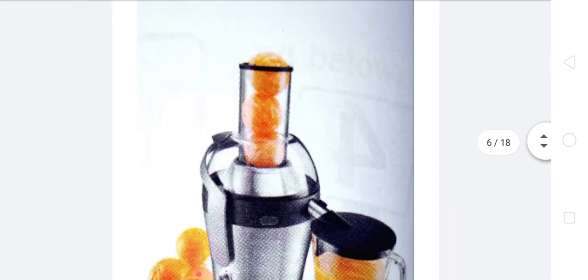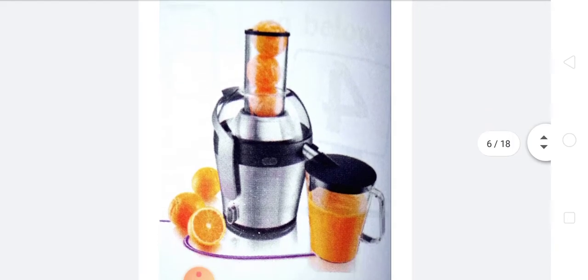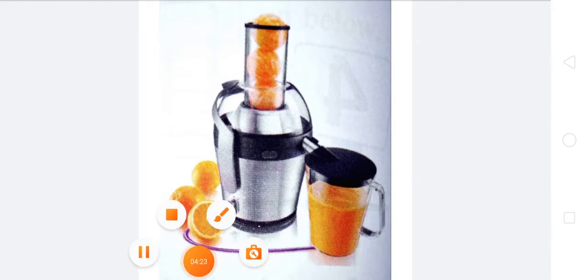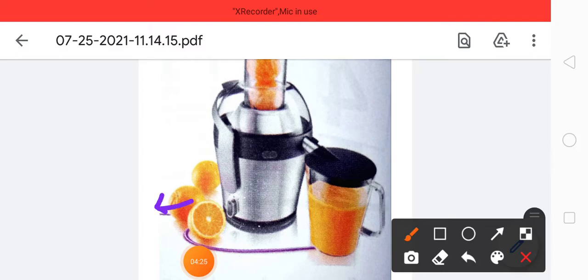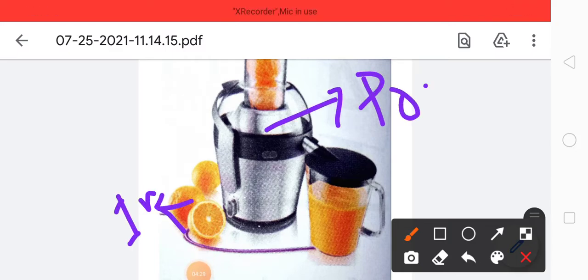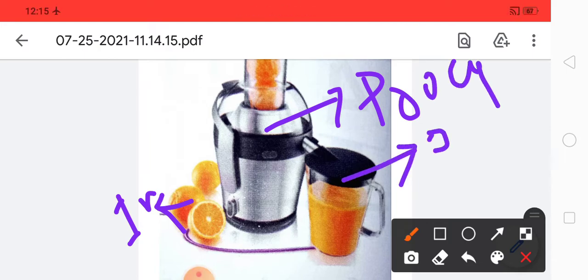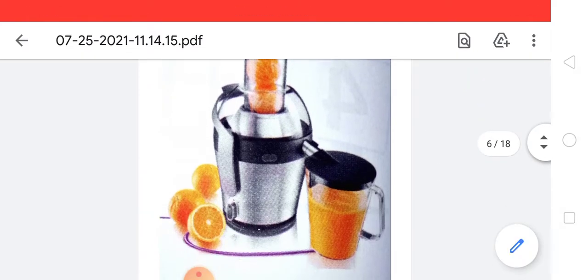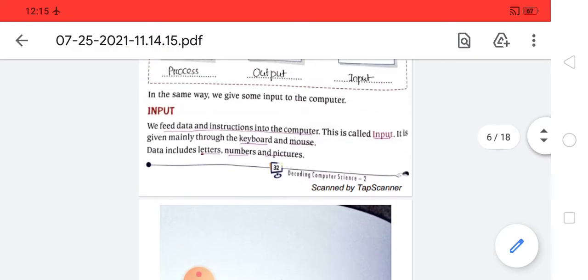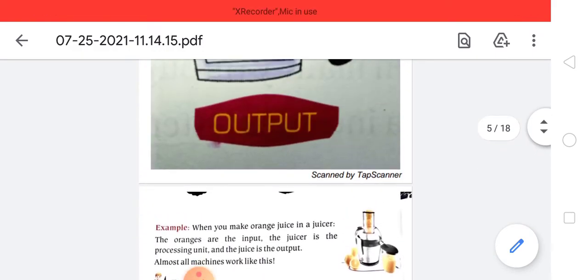Here you see the juicer, and these are the oranges which are input, and the machine doing the process, and after that the juice, which is the output of the process. So these are the 3 steps of a computer's working.